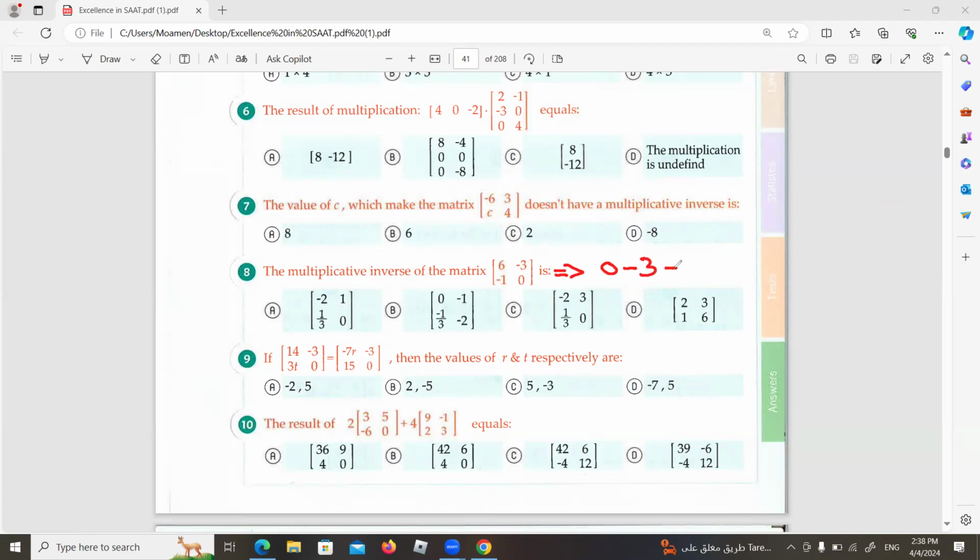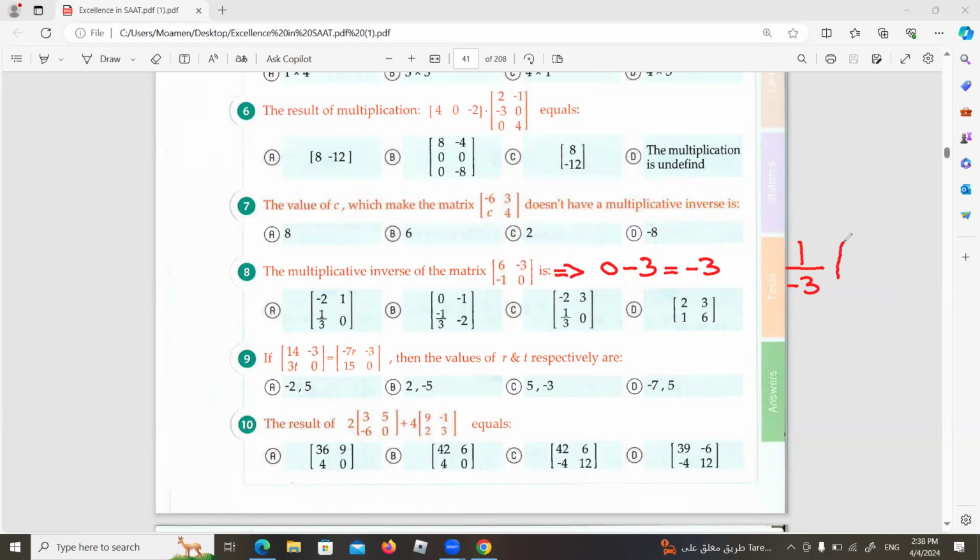So I just write here. The answer will be negative 3. So our determinant is negative 3. How can we get the multiplicative inverse? Yes, you can get the multiplicative inverse because your determinant is not equal to 0, any number except 0. So the rule says 1 over the determinant, so 1 over negative 3.